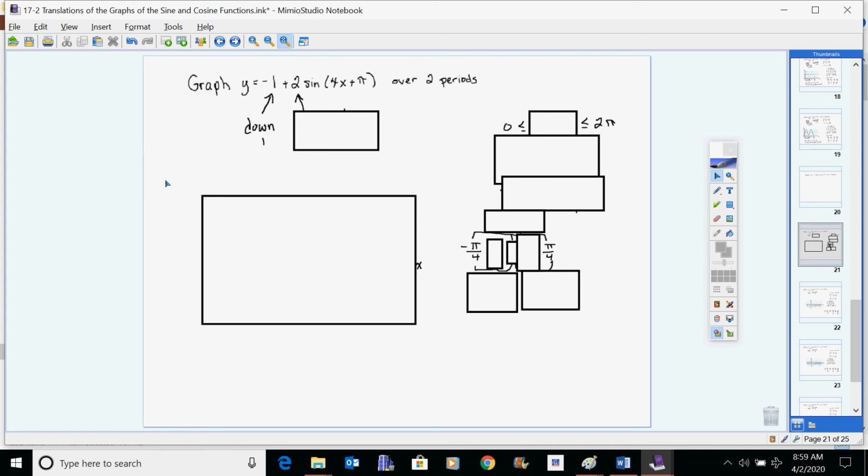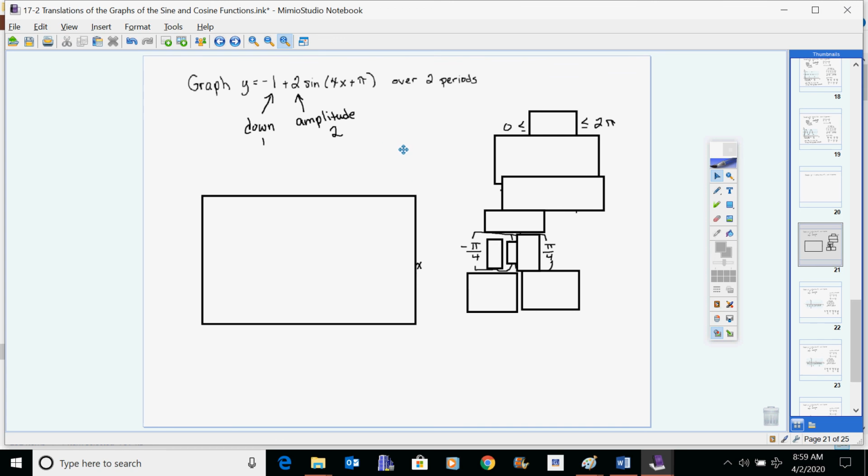Our normal sine curve, you want to have in the back of your mind, starts in the middle and immediately goes up and then down and makes a curve like that. This too tells us amplitude of 2.